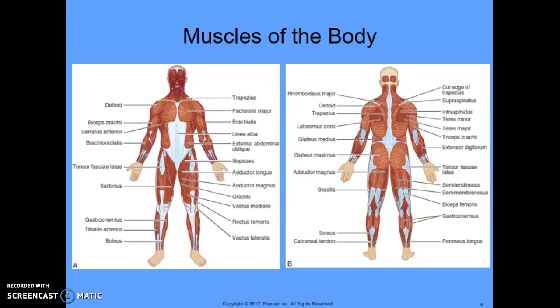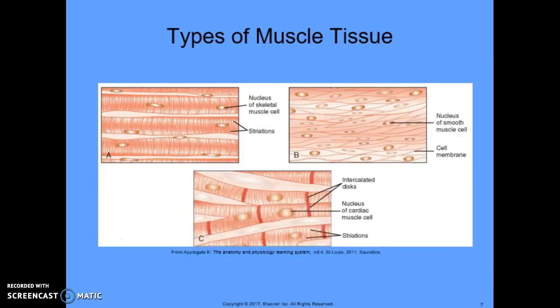Here we see the muscles in the body, and B is the posterior view. So we have anterior, posterior. And here are the types of muscle tissues. I can show you here. This is the skeletal muscle. This is smooth muscle. And this is cardiac muscle.